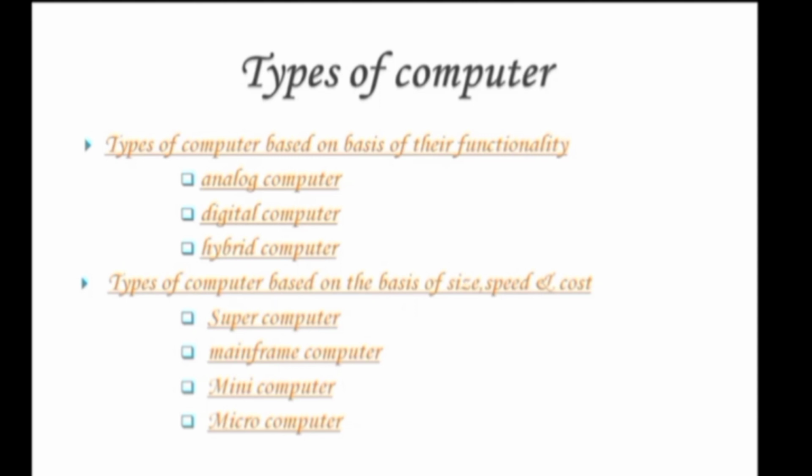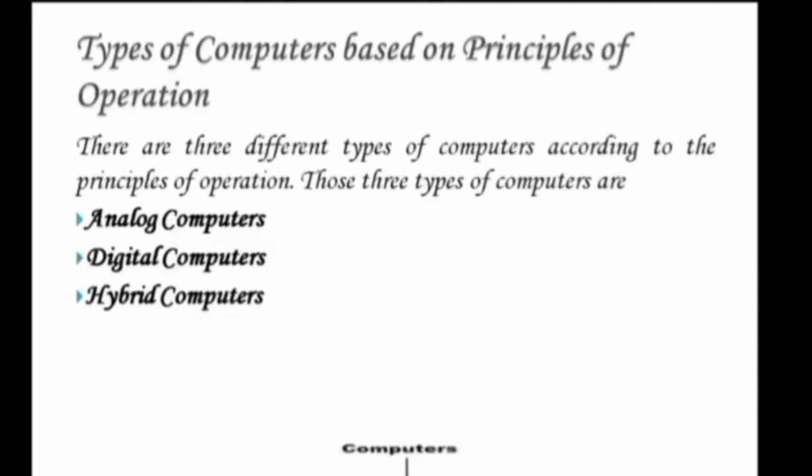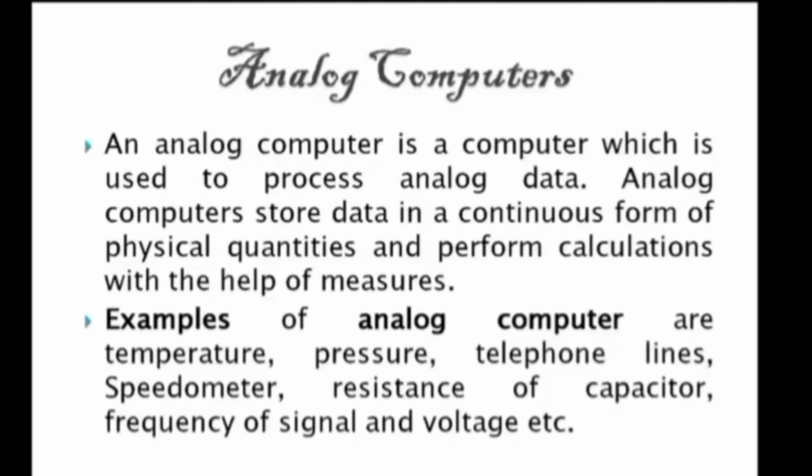Number one, the analog computer. Number two, the digital computer. And number three is the hybrid computer. On the basis of their speed, size, and cost, they can be further categorized into four parts: supercomputer, mainframe computer, minicomputer, and microcomputer. First, we will learn about the analog computers that are categorized on the basis of functionality.